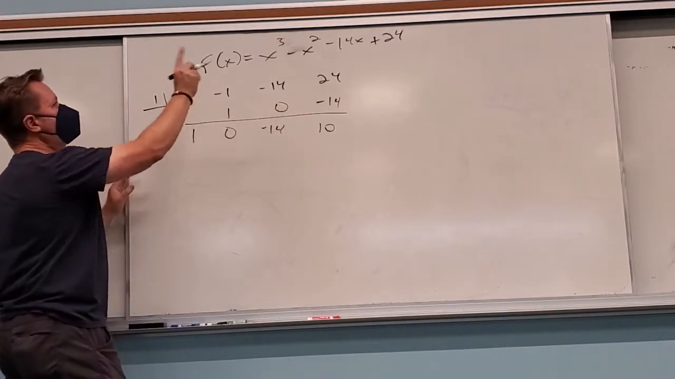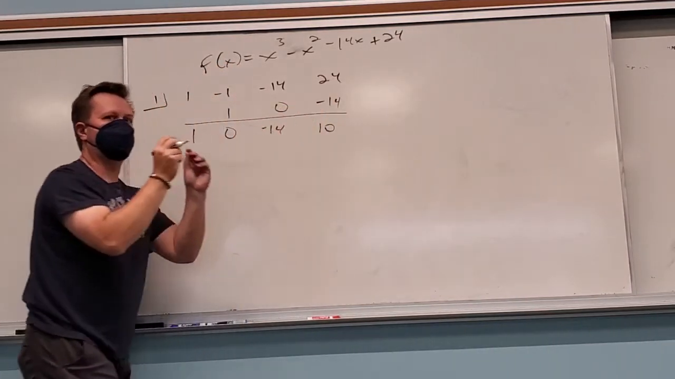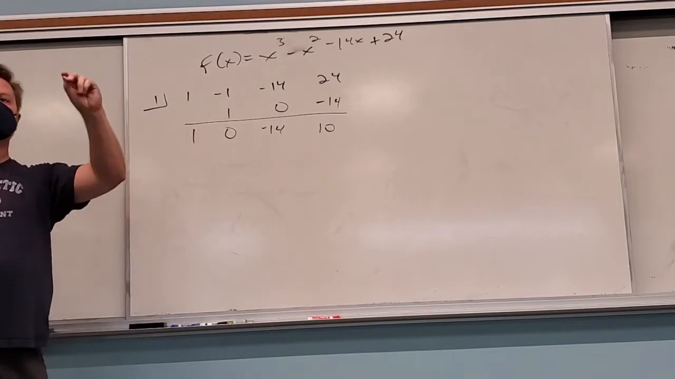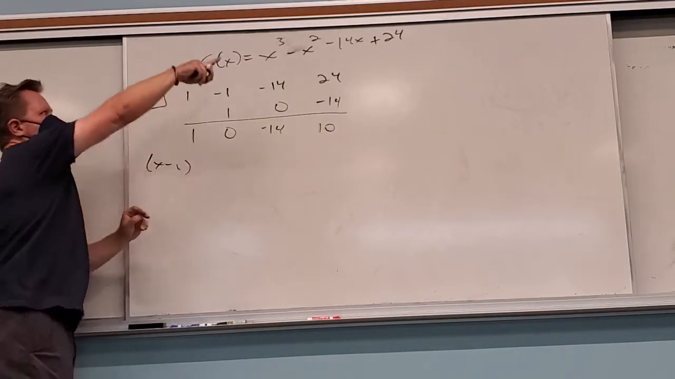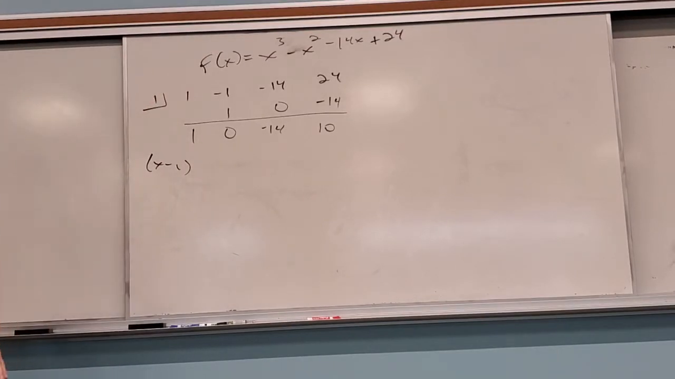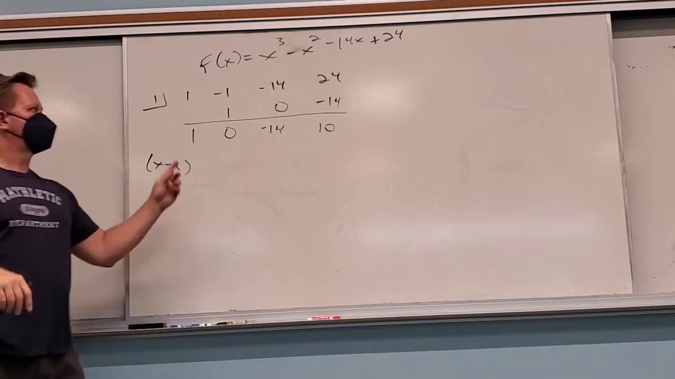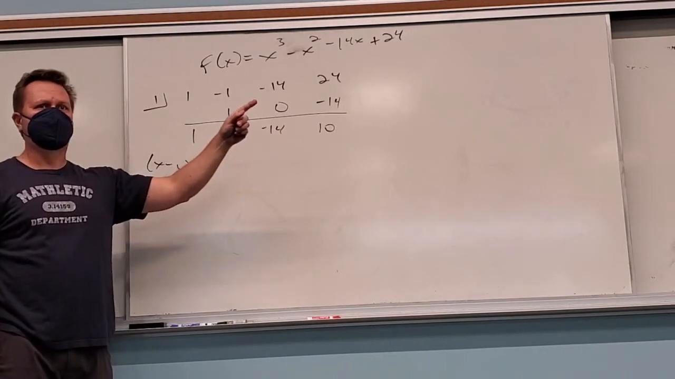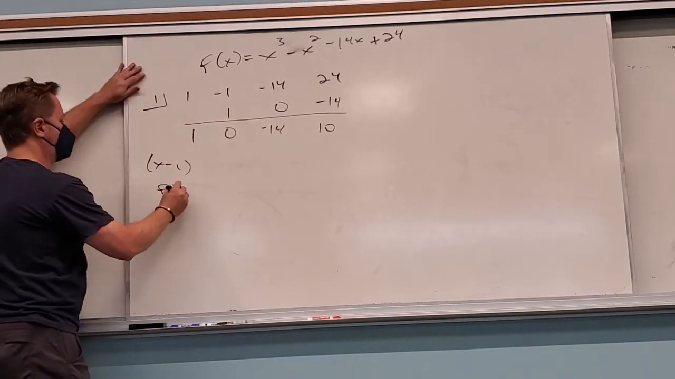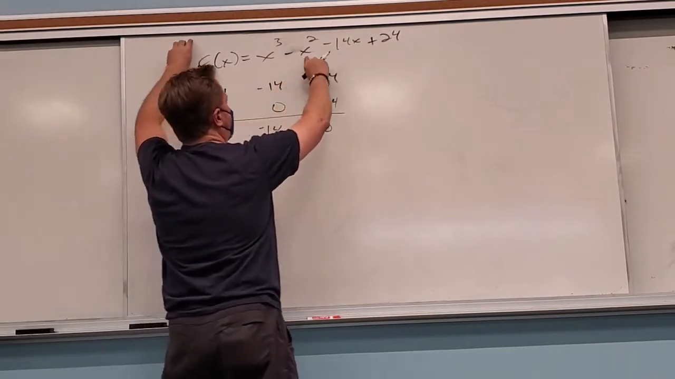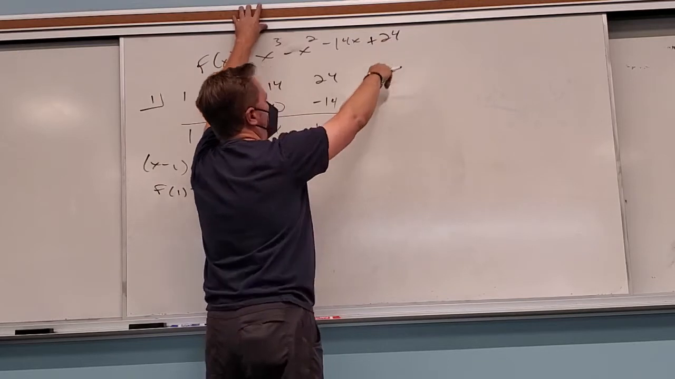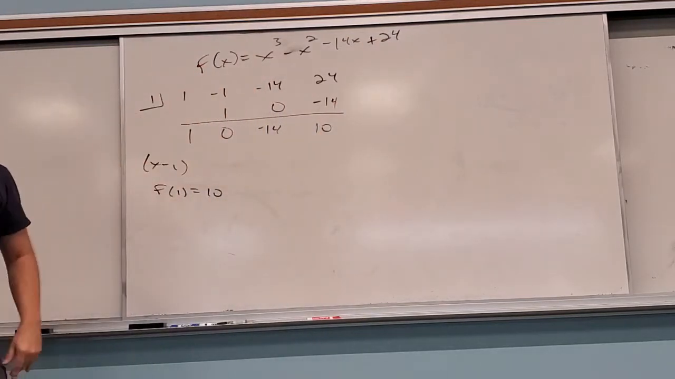So what is not a factor of this? Can somebody tell me, based on what we just did, what is not a factor of that? X minus 1. Not a factor of that, right? Okay. But what can you tell me? There's one thing you can tell me that this is useful for. What is f of 1? 10. And we can check it real quick. 1 minus 1 is 0, minus 14 is negative 14, plus 24 is 10. Right? Woohoo!